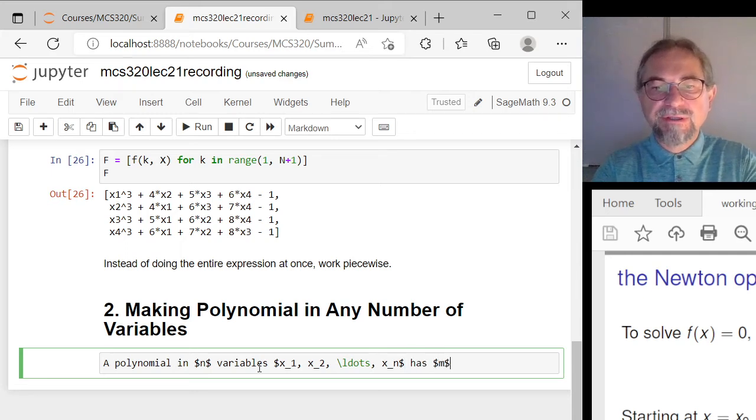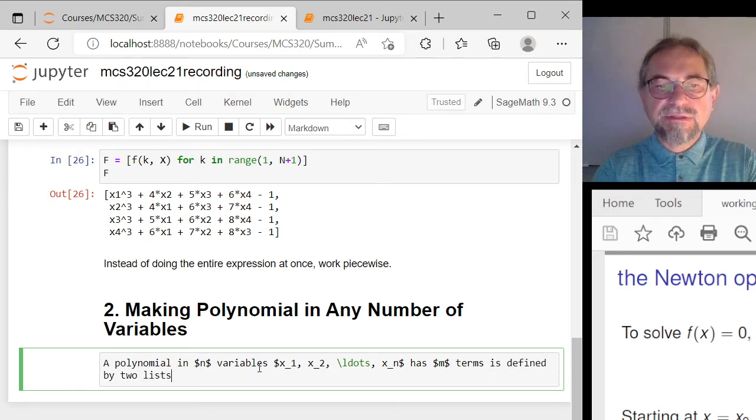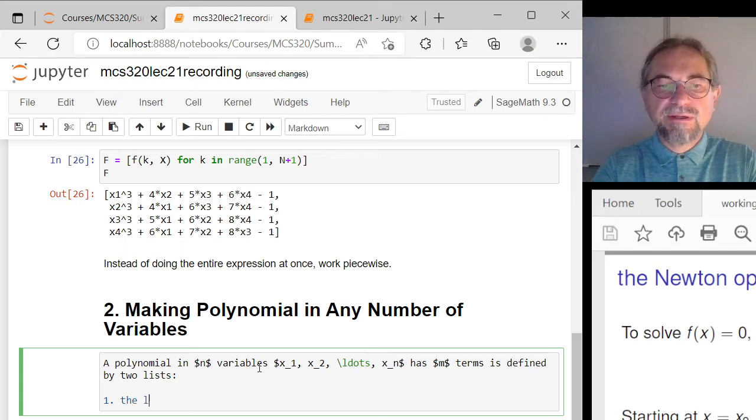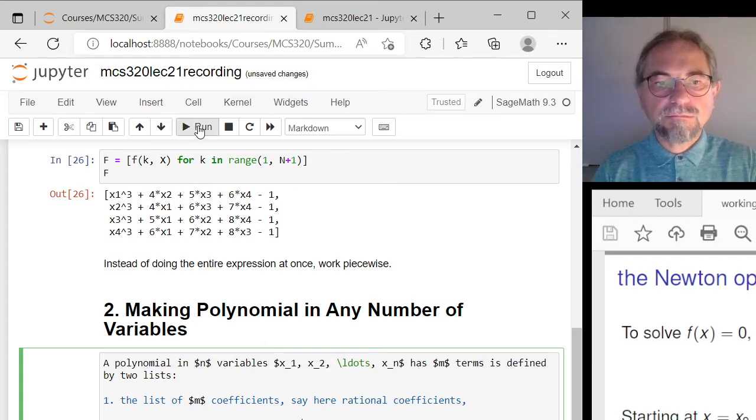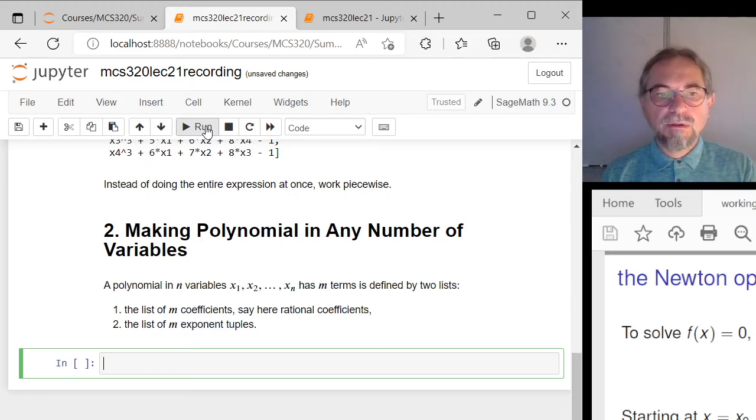The second dimension is the number of terms, and that is defined by two lists. So we have the list of m coefficients, say here rational coefficients, and the list of m exponent tuples. Let me fix again a dimension. So for the example, I will define n and m as, say, 5 and 8.